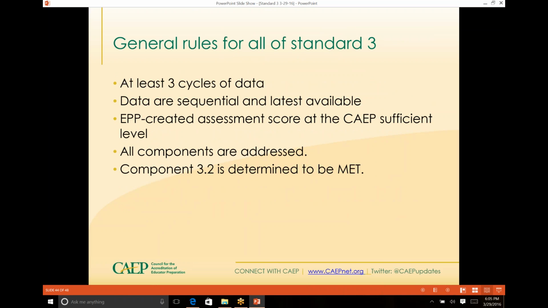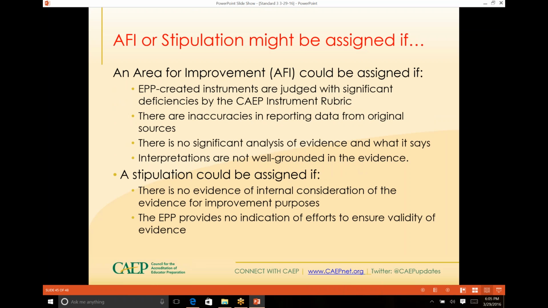Those cycles need to be sequential. Can't skip a year or skip a semester if the results aren't so good. You've got to put them forward no matter what, and they've got to be the latest available. So you can't go back, if your report's due in 2017, you can't go back to 2012 and present data from 12, 13, and 14. It really needs to be the most recent you have available and sequential. And again, I've said this enough. You address every component, but you must meet that component 3.2 that deals with GPA and test scores at admissions.